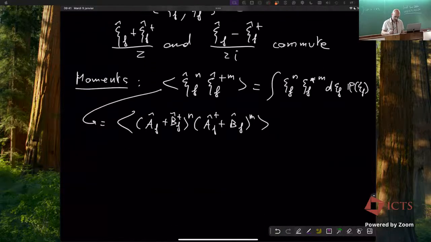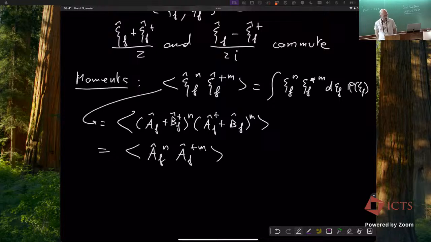And so in this case, we can develop this expression, but you see that each time there is a b_f on the right, it will annihilate with the vacuum. So this term will vanish. And likewise, if there remains a b_f dagger on the left, it will annihilate with the vacuum on the left as well, and so it will vanish. So in the end, the only remaining term in this big expansion is a_f to the power n, a_f dagger to the power m. That's the only term that remains if b_f is in the vacuum.